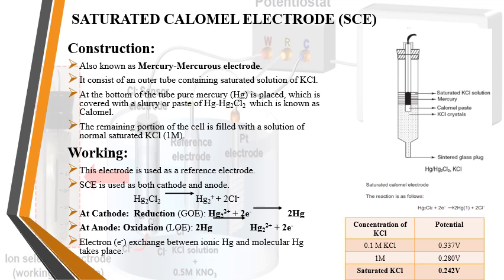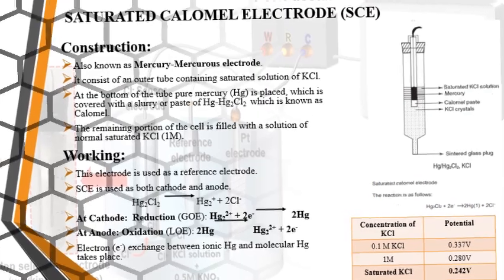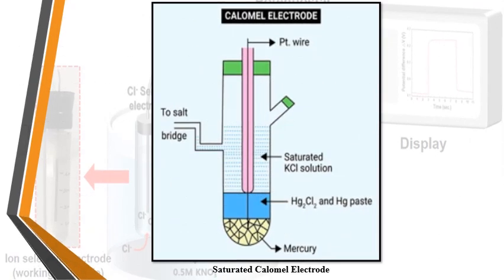vessel. The advantage of this is that it is easy to construct and it's highly stable. Following the steps, you can construct it easily without any problem. This is how the saturated calomel electrode looks like, as we can see.